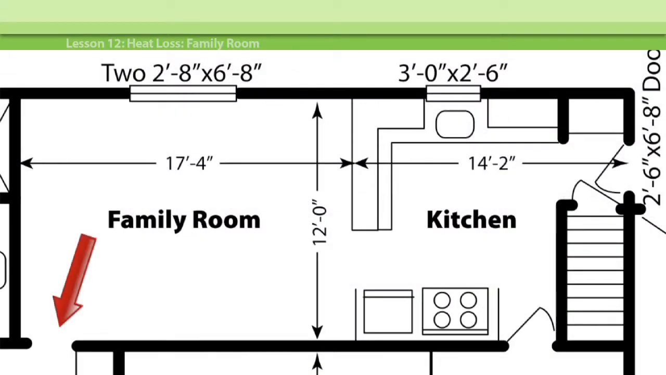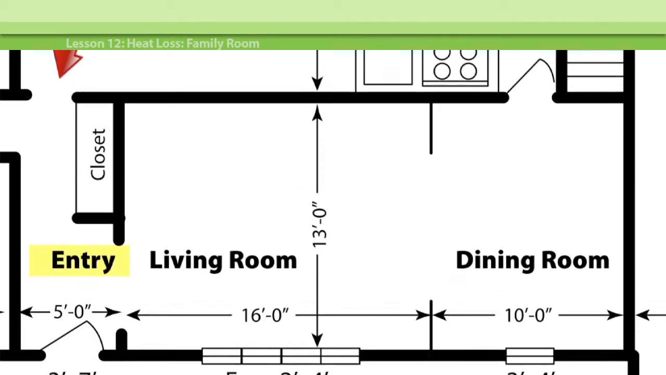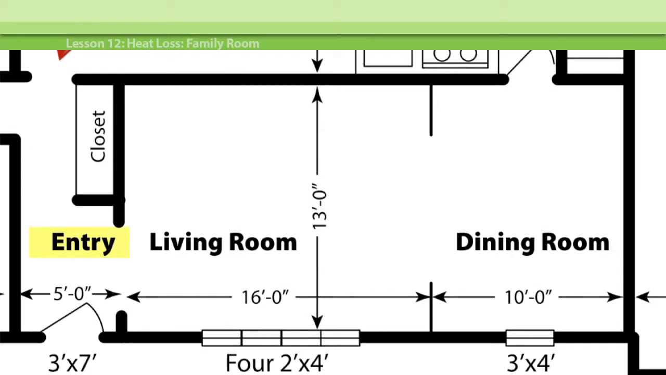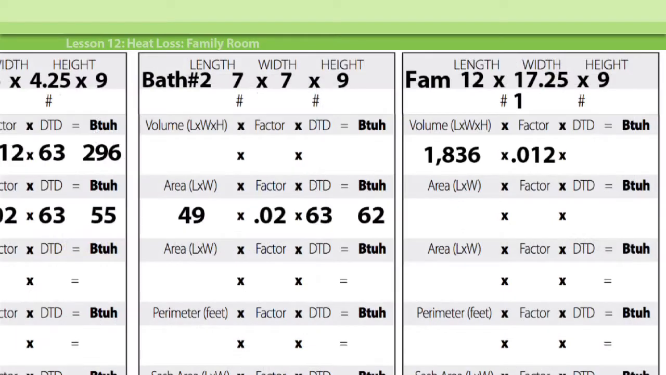We have another infiltration factor, 0.027, that's used for entryways. However, we only use that factor for one main entryway in the house. In this case, we'll use it for the room labeled entry. The ceiling in the family room is the same as through the rest of the house, so the transmission heat loss factor will also be the same.